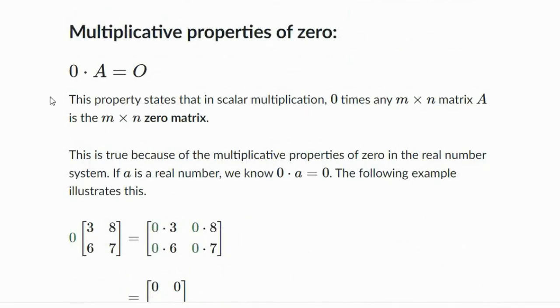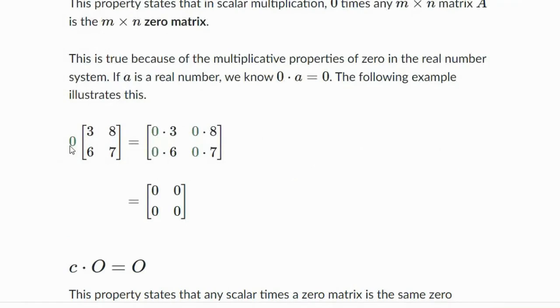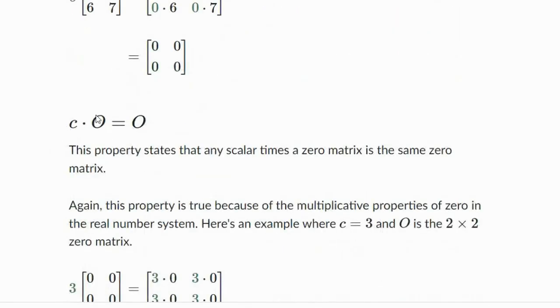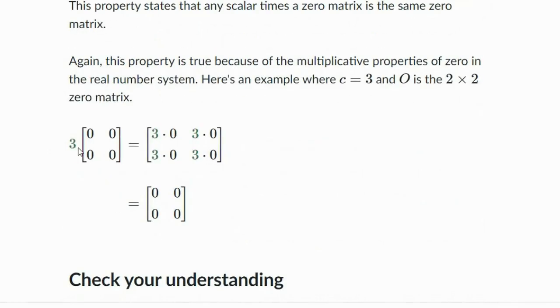Multiplicative properties of 0. 0 times a matrix equals the 0 matrix. Right? 0 times 3867. Multiply every number by 0. You get 0, 0, 0, 0, or a 0 matrix that is the same size as the original matrix. So C times a 0 matrix equals a 0 matrix. If we have a scalar being multiplied times a 0 matrix, 3 times 0, still going to be a 0 matrix.